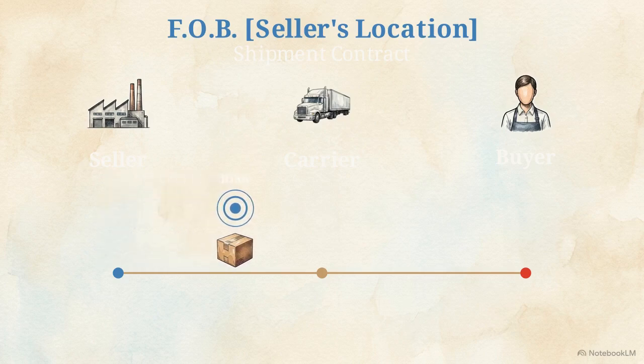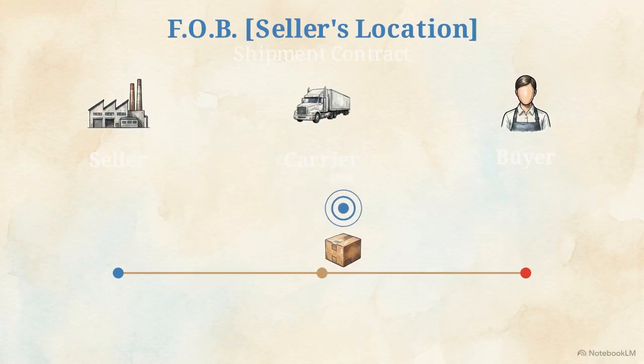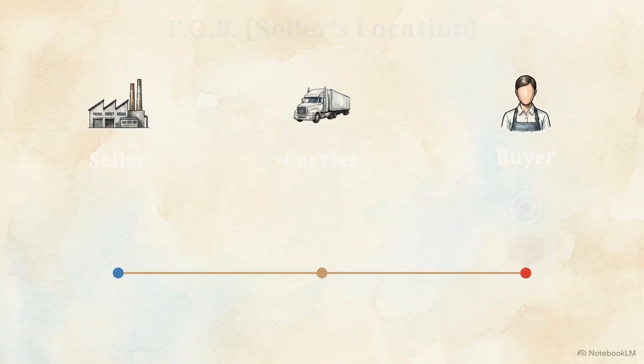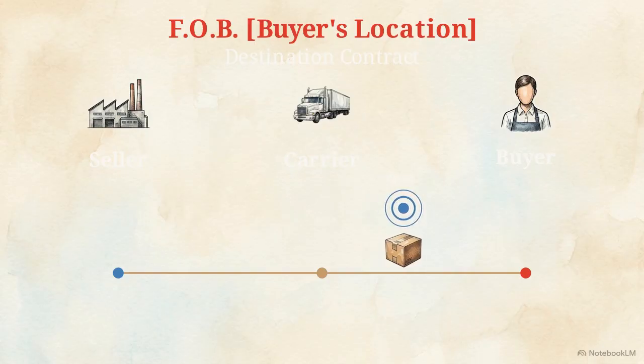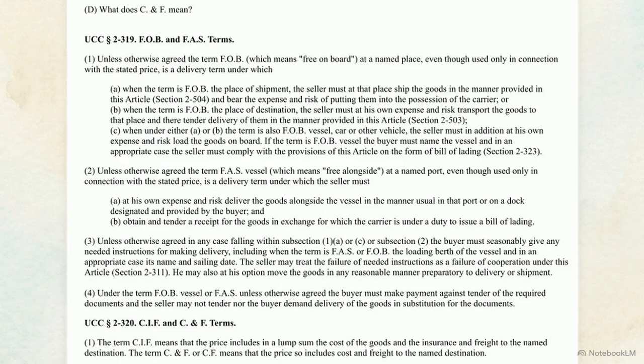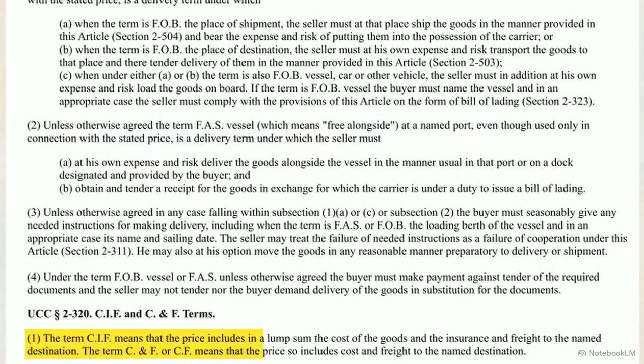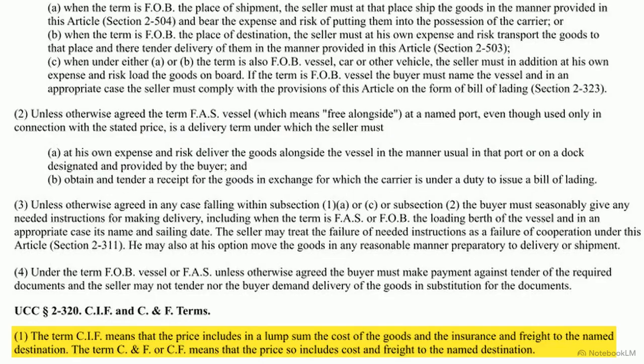Under FOB, or free on board terms, the stated location determines liability. In an FOB shipment contract, the risk of loss passes to the buyer the moment the seller properly delivers the goods to the carrier. In an FOB destination contract, the risk remains with the seller until the goods safely reach the buyer's location. These statutory provisions, UCC Sections 2-319 and 2-320, codify standard shipping terms, further defining designations like FAS, meaning free alongside ship, and CIF, which bundles the cost, insurance, and freight into the quoted price.